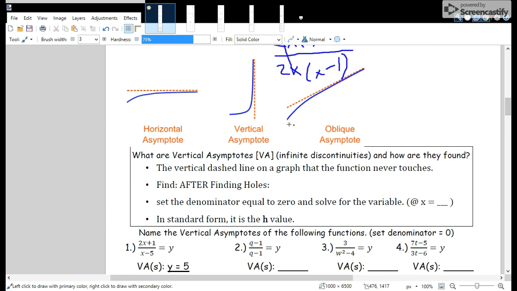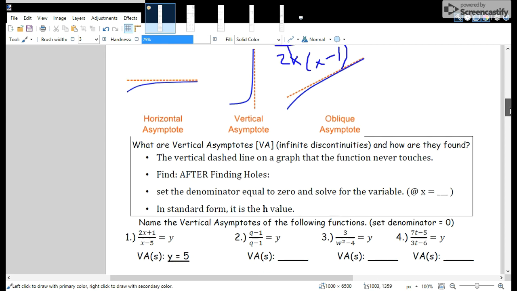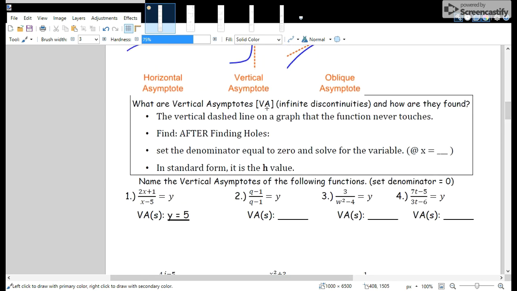So now we're going to talk about asymptotes. That is the dashed line, the imaginary line, the invisible line, where the graph never touches. It approaches that number, but never quite gets to it. What are vertical asymptotes, and how are they found? The vertical dashed line on our graph that the function never touches. How to find it? You find it after you find the holes. Set the denominator equal to 0 and solve for the variable. In standard form, it has an h value.